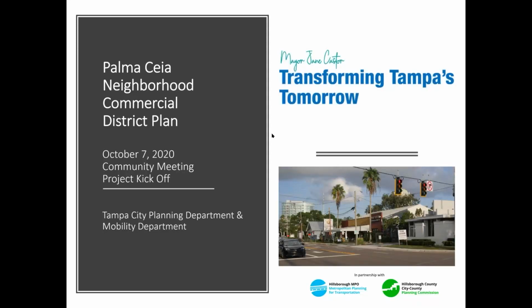Okay, welcome everyone. My name is Randy Gores. I'm with the City of Tampa. I'm the Director of City Planning. I want to welcome you here tonight for the Palma Ceia Neighborhood Commercial District Plan.